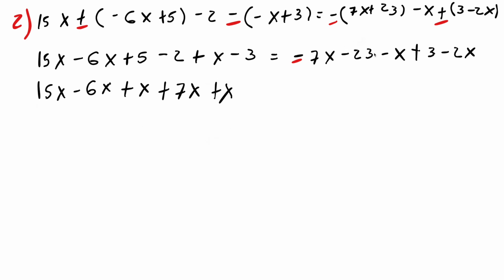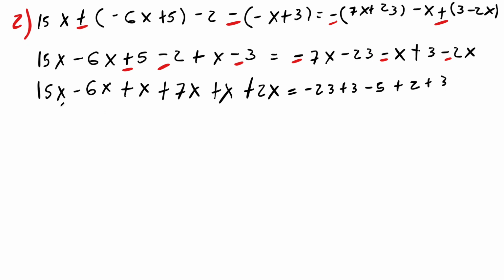Why? Because negative passes to positive. And lastly, minus 2x, which passes to the other side as a positive. And so that is equal to minus 23 plus 3 minus 5. Where did that 5 come from? Positive 5 passes to the other side as negative 5, negative 2 to the other side as positive 2, and negative 3 to the other side as positive 3. So it would be plus 2 plus 3.